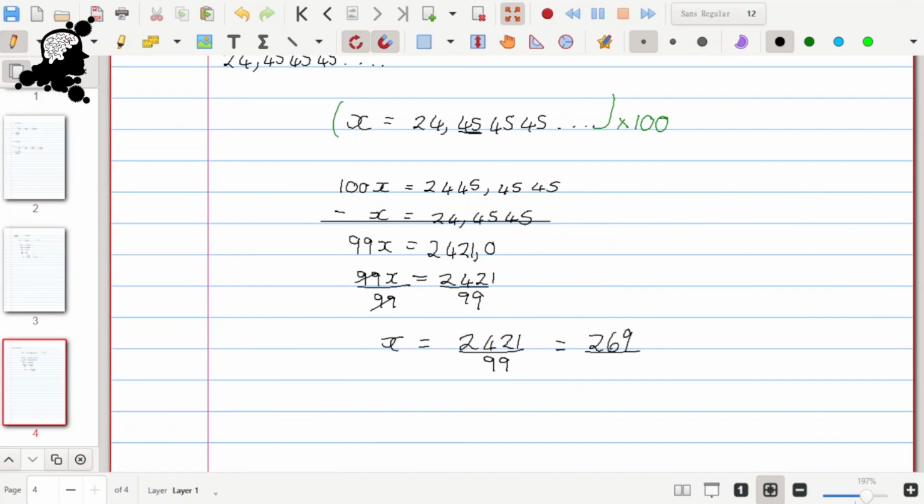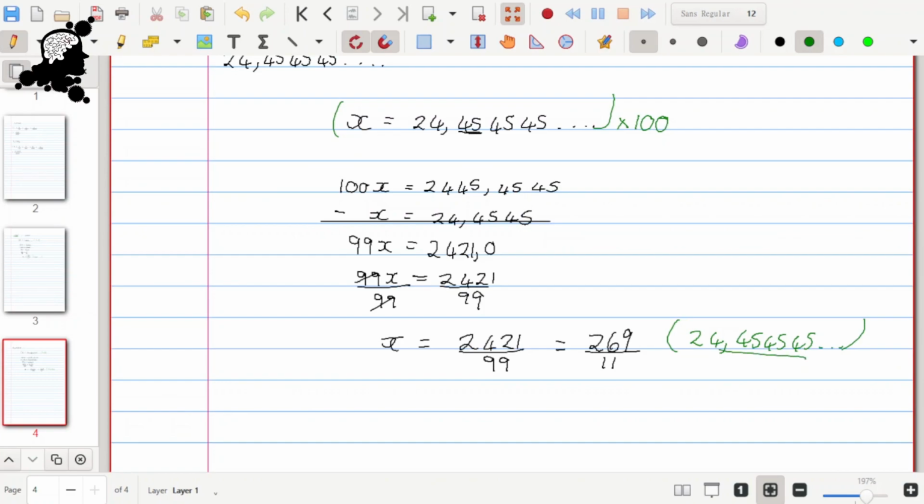269 over 11. And basically what I said was, how many times does 9 go into 99? It goes 11 times. How many times does 9 go into 2421? It goes 269 times. If you press 269 over 11 on your calculator, you will get 24,45, 45, 45 recurring.